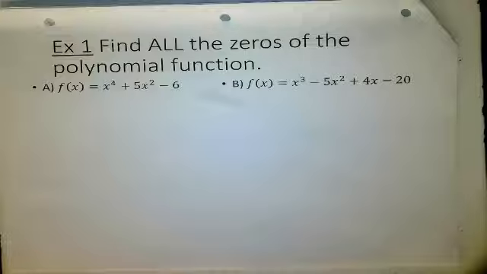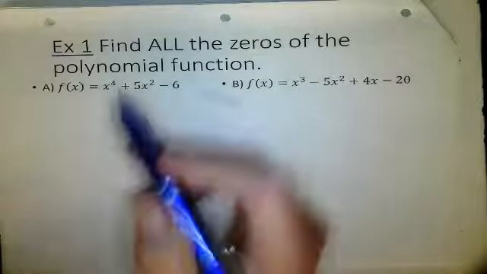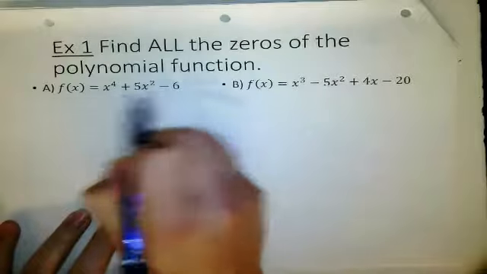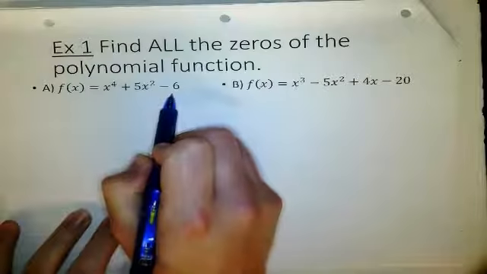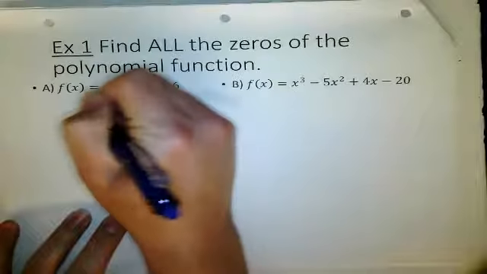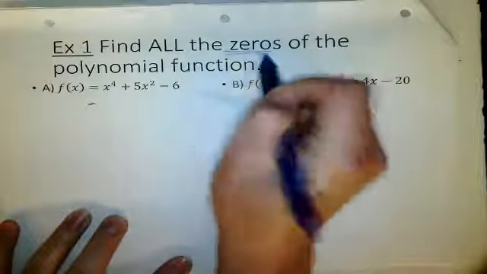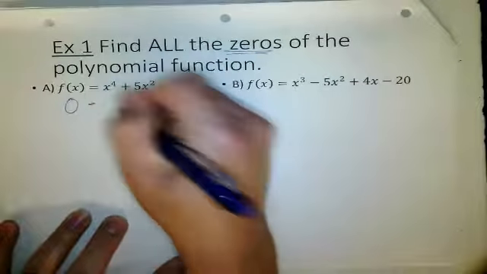All right, find all the zeros of the polynomial function. We have f of x equals x to the 4th plus 5x squared minus 6. How many terms do you see? 3 terms. 1, 2, 3. Since I have 3 terms, I'm going to try to factor this. To find all the zeros is when our function gets set equal to 0.